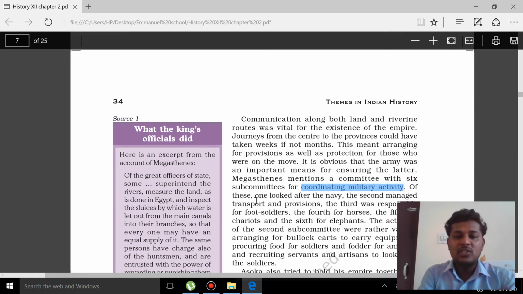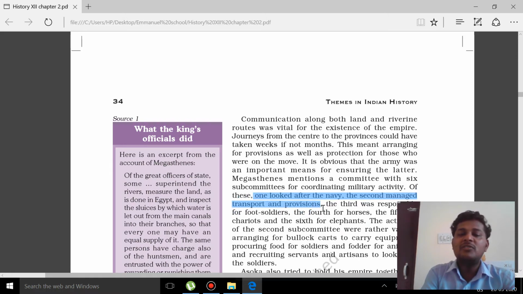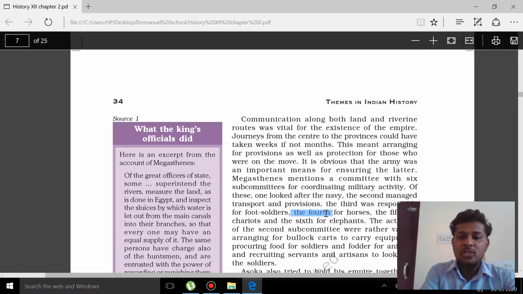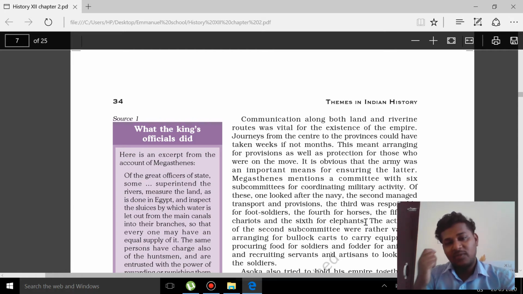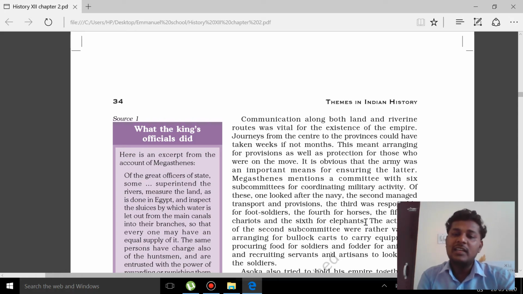Of this, the first subcommittee looked after the navy. The second subcommittee looked after the transport and the provisions. The third was responsible for foot soldiers. The fourth was responsible for horses. The fifth was responsible for chariots. The sixth for elephants. So these are the 6 subcommittees looking after coordinating the military activities को coordinate करने के लिए, सही मतलब whether this army is ready for any kind of struggle. So this is how it is coordinated by 6 subcommittees.